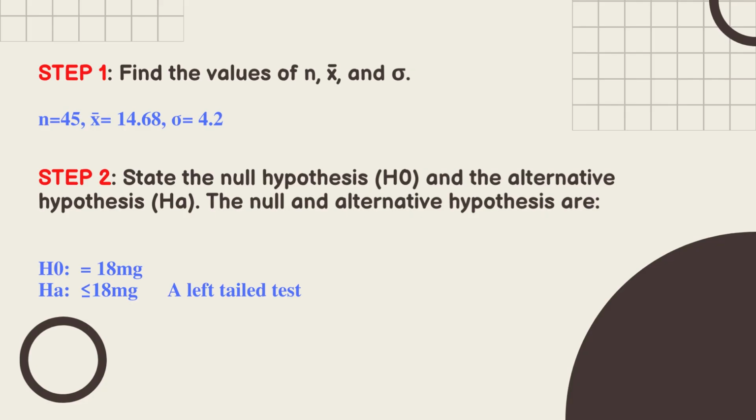Step 1. Find the value of n, mean, and standard deviation. The n is 45, the mean is 14.68, and the standard deviation is 4.2. Step 2. State the null hypothesis and alternative hypothesis. The null hypothesis is mu equal to 18 mg. The alternative hypothesis is mu less than 18 mg. So it is a left tail test.